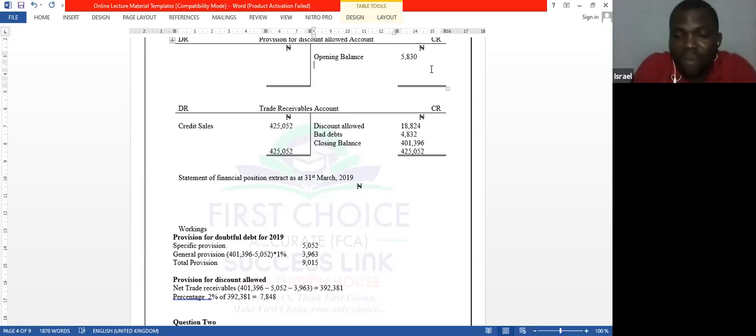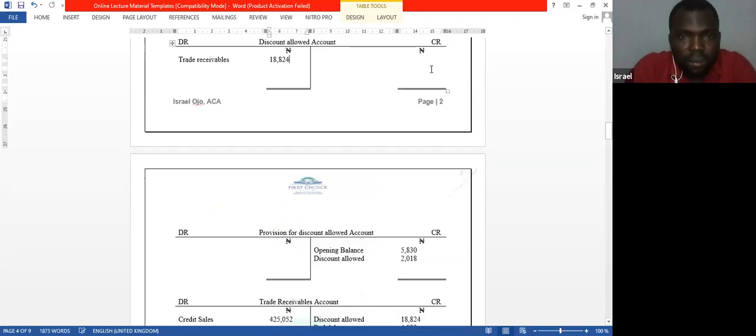We now put our discount allowed, because that's the ledger that is going to receive it, the expense ledger. It is the increase of 2,018 that will be posted there. Then we go to the discount and put what we call the provision. When we have the provision, the next thing is to pull our figure, which is 2,018. Then we are done with that.